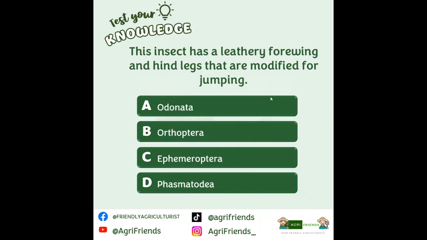Next, this insect has a leathery forewing and hind legs that are modified for jumping. A. Odonata, B. Orthoptera, C. Ephemeroptera, D. Phasmatodea. The answer is Orthoptera. Phasmatodea has a leathery forewing, but its legs are for walking. Odonata and Ephemeroptera, on the other hand, have membranous forewing.